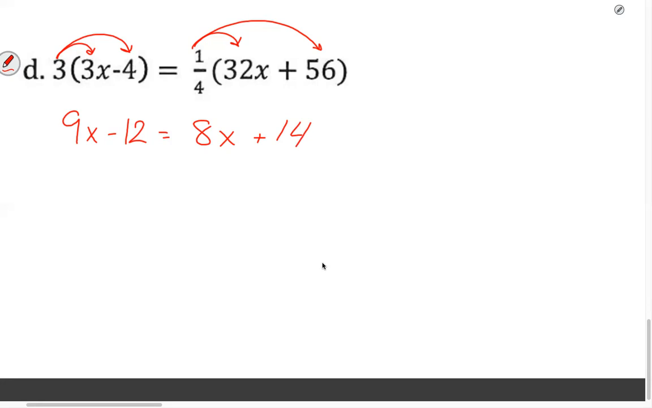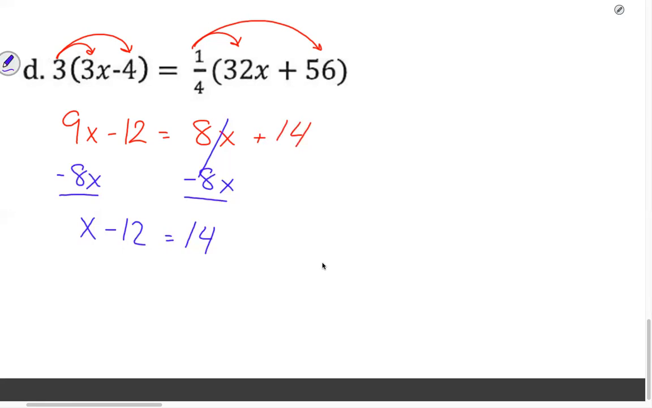So I have 9x minus 12 equals 8x plus 14. Now, notice I have nothing funky like the last problem. So what I can do is go ahead and move that 8x. And that's going to be x minus 12 equals 14. Now, some people will write a 1 in front of there.